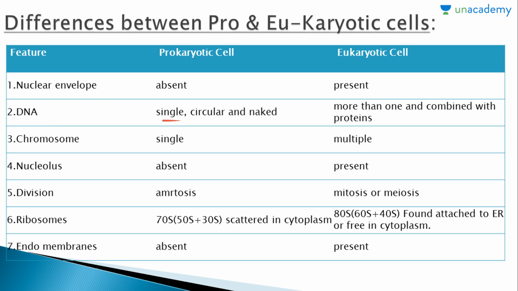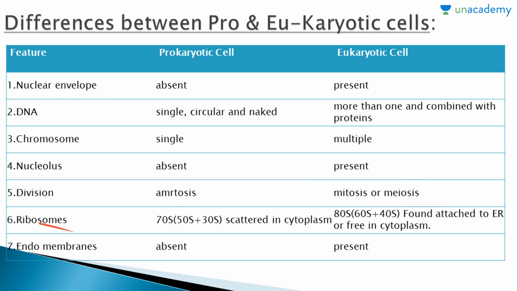DNA, it is single, circular and naked in prokaryotic cells. It is more than one and combined with proteins in eukaryotic cells. Chromosome, it is single in prokaryotic cell and multiple in eukaryotic cell. Nucleolus, it is absent in prokaryotic cell and present in eukaryotic cell. Division is amitosis. It occurs in a prokaryotic cell, and mitosis or meiosis occurs in eukaryotic cell only.